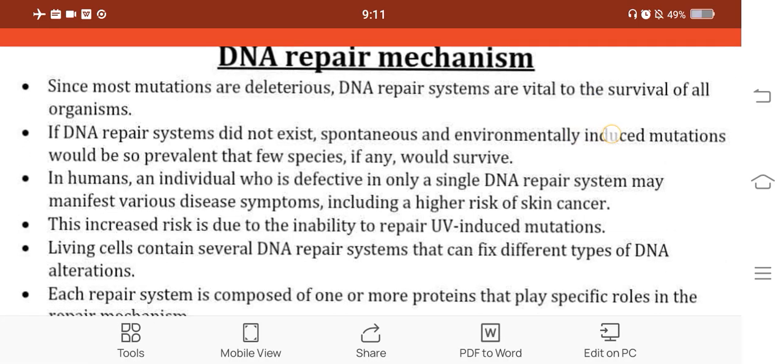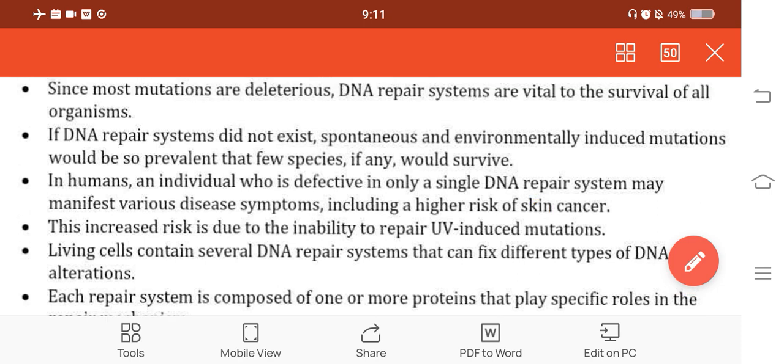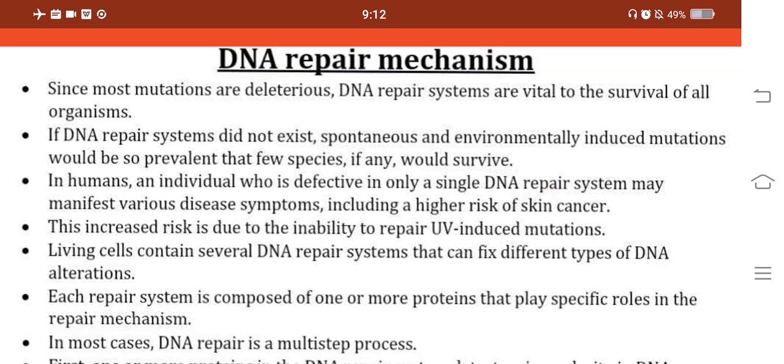Next topic, DNA repair mechanism. Since most mutations are deleterious, DNA repair systems are vital to the survival of all organisms. If DNA repair systems did not exist, spontaneous and environmentally induced mutations would be so prevalent that few species, if any, would survive.